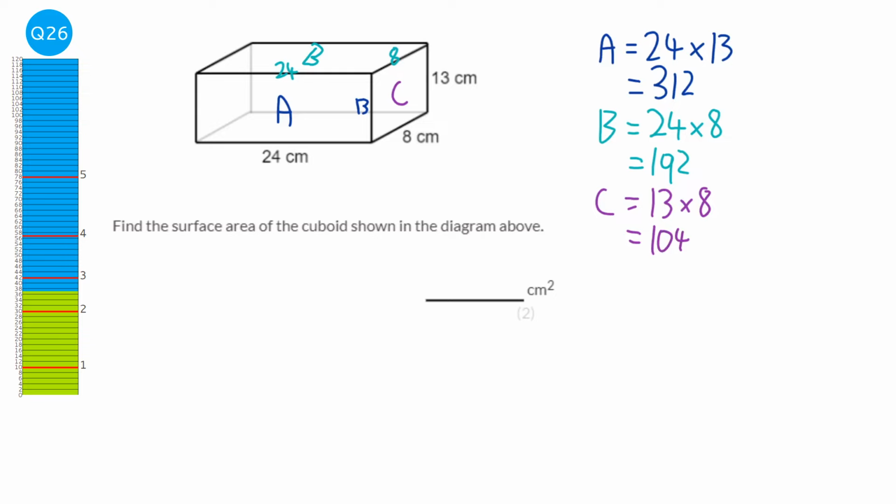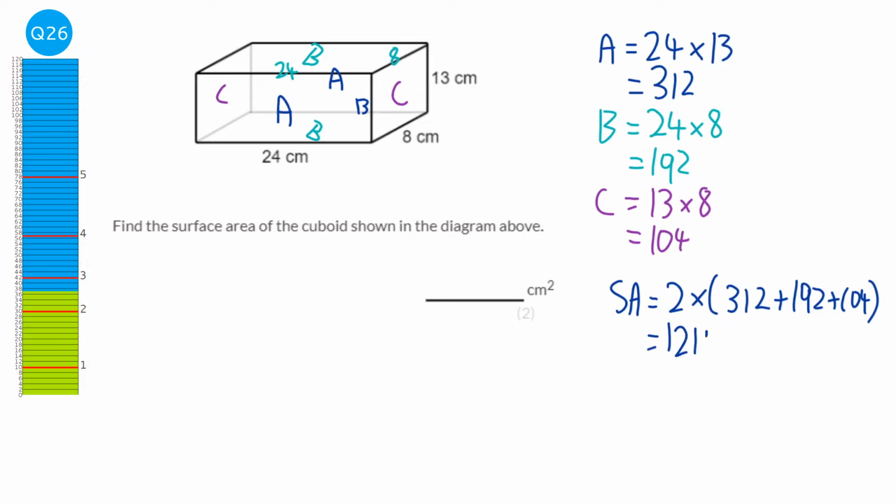Now notice that the faces all have the exact same face on the opposite side. So this one at the back is also A, this one at the side is also C, and the one at the bottom is also B. So what I'm going to do is add up all the areas of the squares and double it. So to work out the surface area, we're going to do 2 times and then 312 plus 192 plus 104, and that will give me 1,216 centimeters squared, because it's an area.